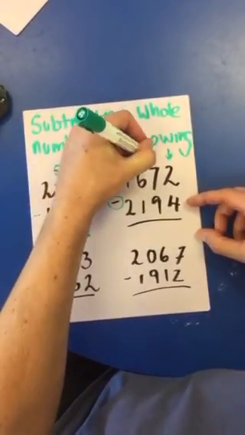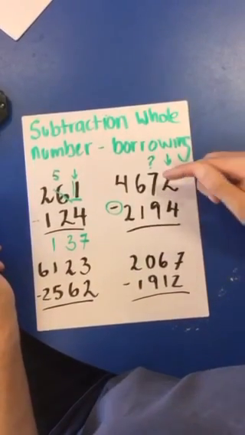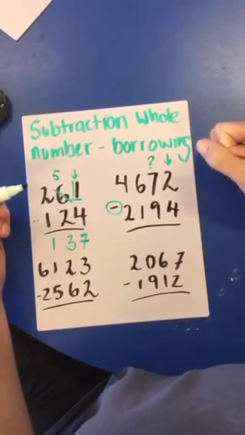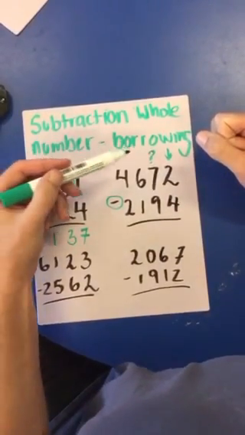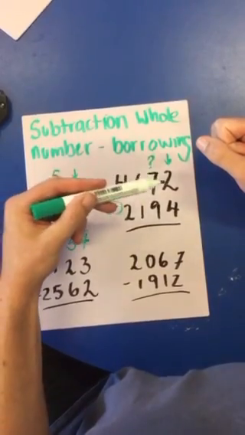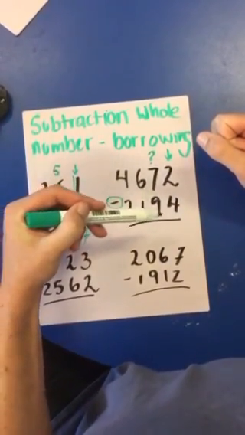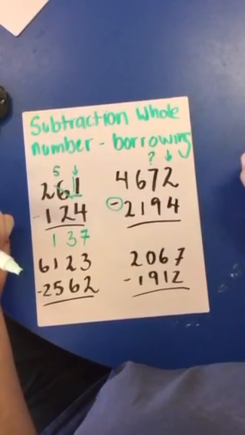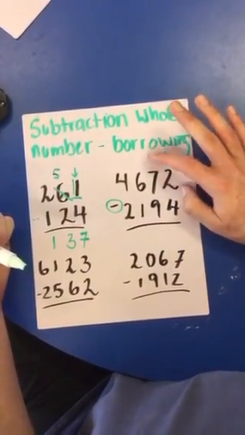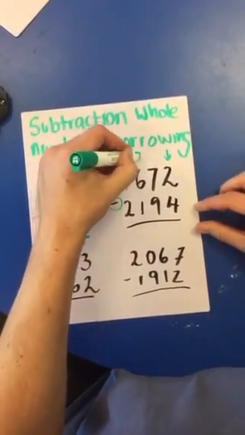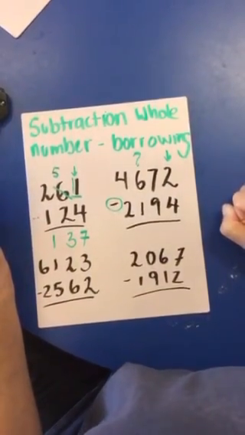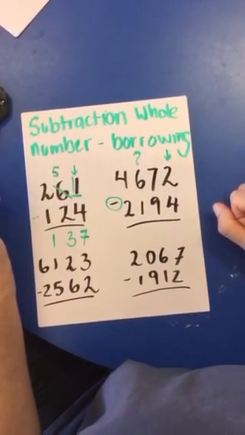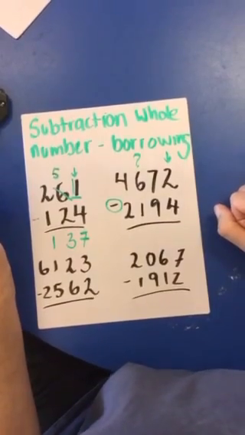And I ask myself, can I borrow from here? Can I borrow from the tens column? And in this instance, the answer is no. That 7 is smaller than the 9, so I can't borrow from there. Question is, can I borrow from the hundreds column? Is the 6 larger than the 1? And the answer is yes, it is. So that's a column that I can borrow from.